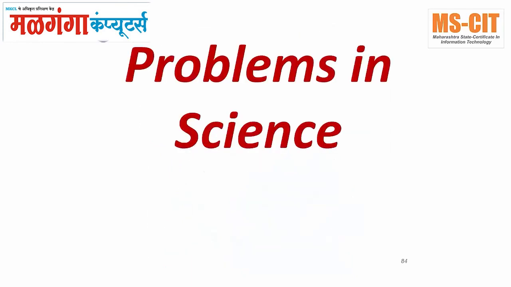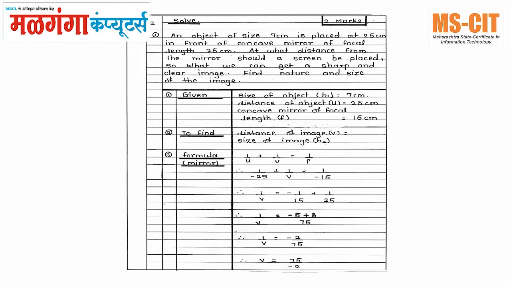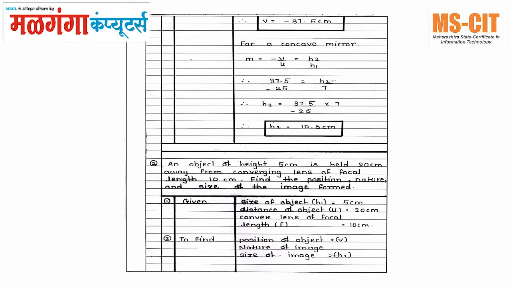In case of science problems or numericals, when you solve any numerical, you must draw two separate columns. In the first column, only those words will be there: given, to find, formula, solution and final answer. In this way, you will solve it.